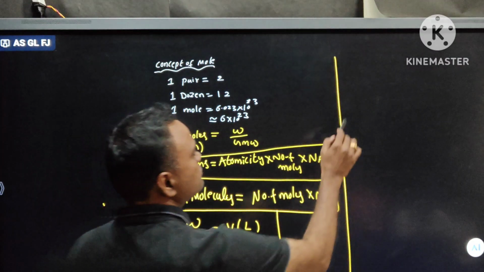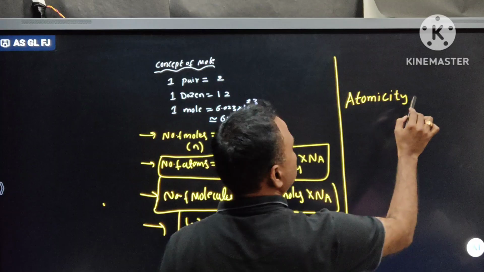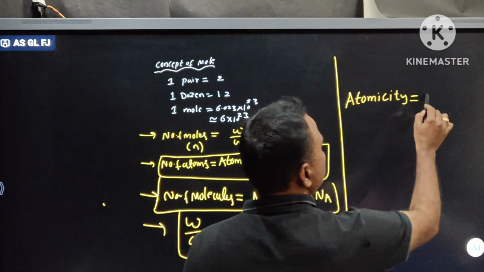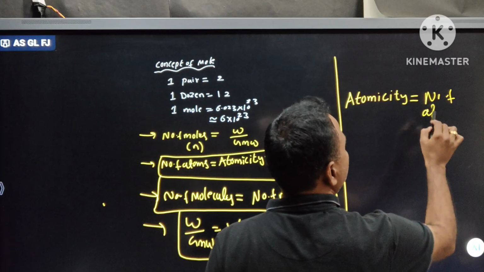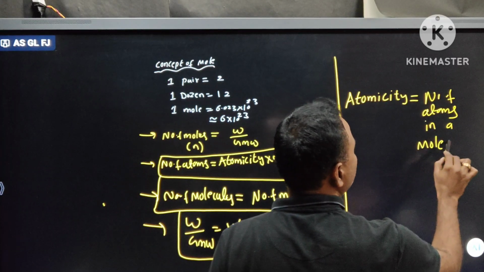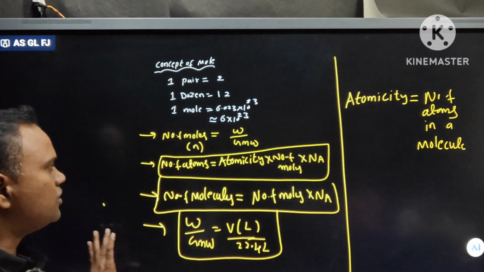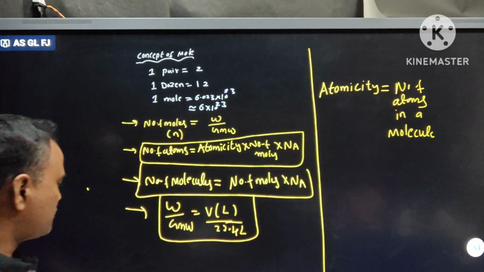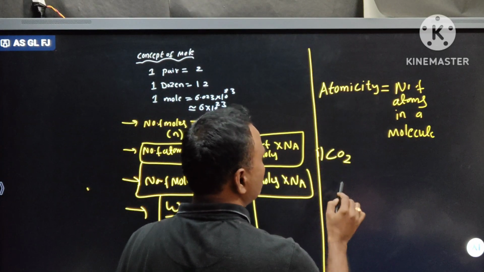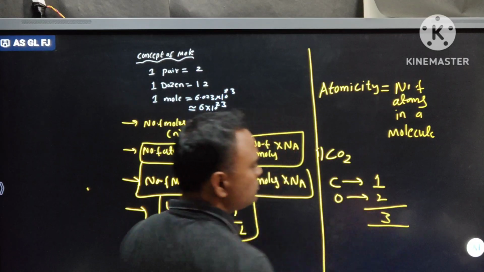Next, what is atomicity? Atomicity is equal to total number of atoms in a molecule. Number of atoms in a molecule is called atomicity. Let us take some examples. CO2, carbon dioxide. How many carbon atoms are there? 1. How many oxygens are there? 2. So total atomicity is 3.